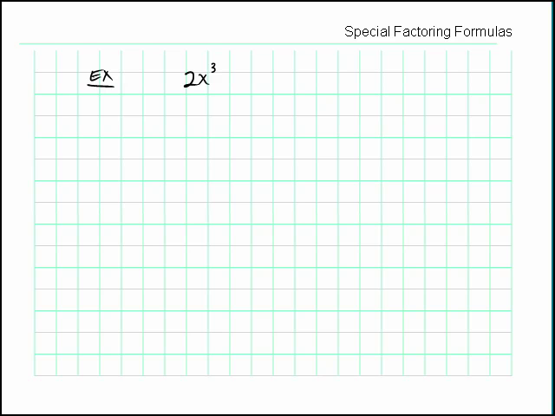2x cubed plus 2,000. Now, as I mentioned earlier, you always look for a GCF that you can factor out first, and in this case it'd be a 2. 2 times the quantity x cubed plus 1,000. What I have in the parentheses here is a sum of cubes. It's x cubed plus 10 cubed.